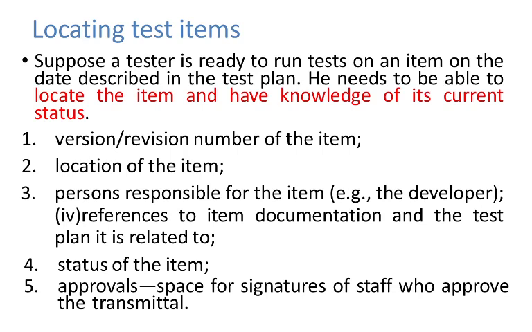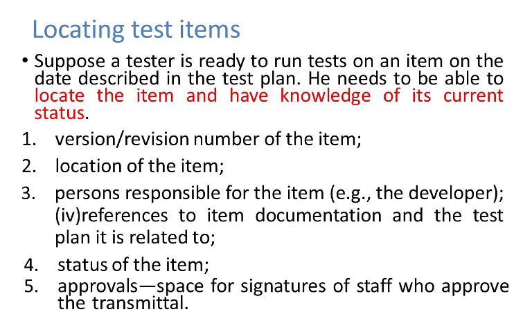The next topic is locating test items, in Unit 4 test management. Suppose a tester is ready to run a test on an item on the date described in the test plan. He needs to be able to locate the item and have knowledge of its current status. This is a format for locating the item. First, we specify the version and revision number of the item, the location of the item, and third, the person responsible for the item.